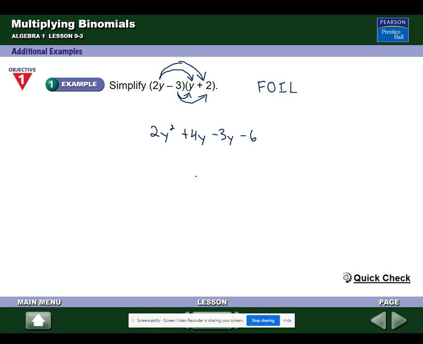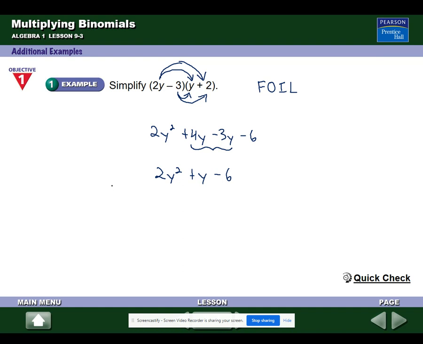Now, oftentimes, not always, depends on the problem, but oftentimes the middle two terms are like terms and we should simplify them. If you don't do that, that's not going to be considered standard form. That's not going to be correct. We do want to simplify that. This simplifies to 2y squared plus y minus 6.